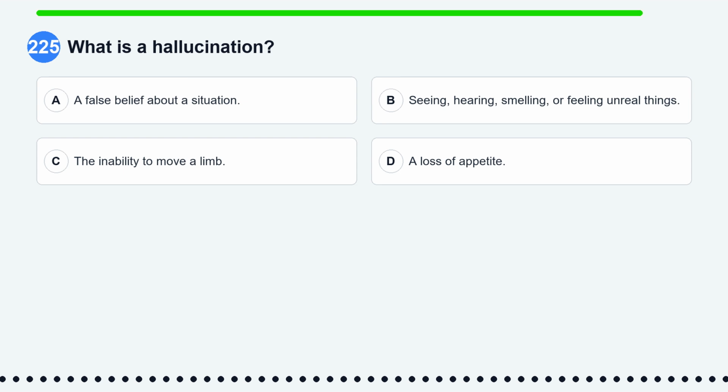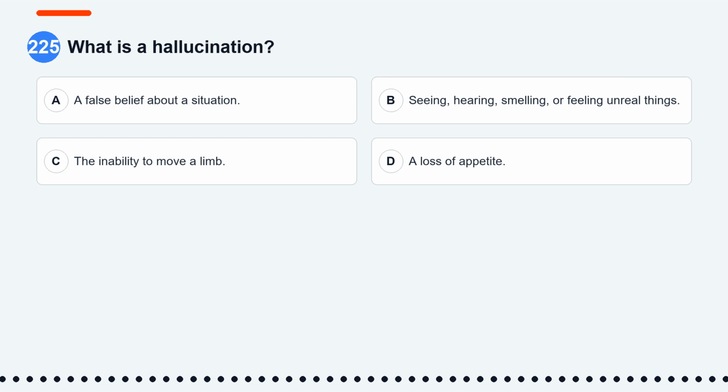Question 225. What is a hallucination? Option A. A false belief about a situation. Option B. Seeing, hearing, smelling, or feeling unreal things. Option C. The inability to move a limb. Option D. A loss of appetite.